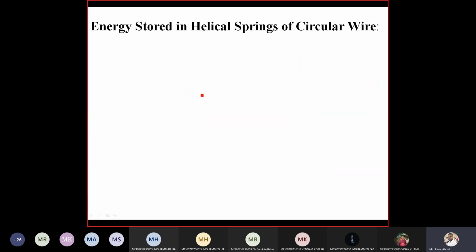Energy stored in a spring. So this is the third criteria. The previous two criteria were based on strength and based on deflection. Now the third one is the energy stored in a helical spring. Whenever we apply the force, the spring absorbs the energy, and it releases it again when required.